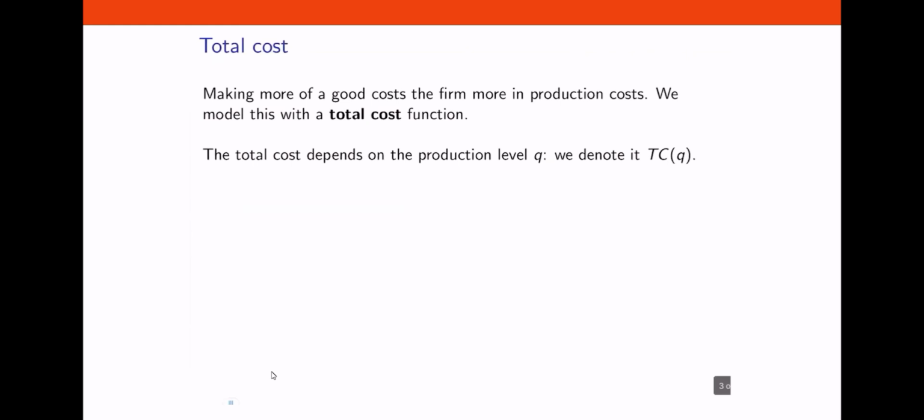To mathematically model this situation, we have to think about several aspects, and one of them is the costs that the firm incurs in production. Obviously, making more of a good costs the firm more. We model this with a total cost function. This is usually denoted by TC for total cost, and it depends on the production level Q. So this is a function of Q which tells us the total cost of producing Q items.